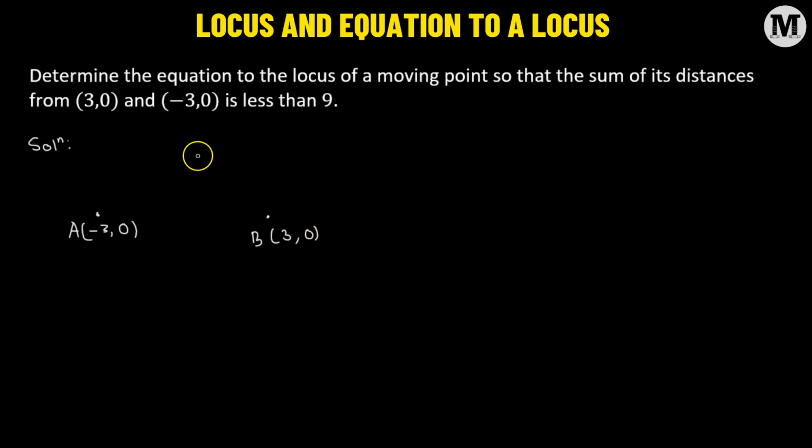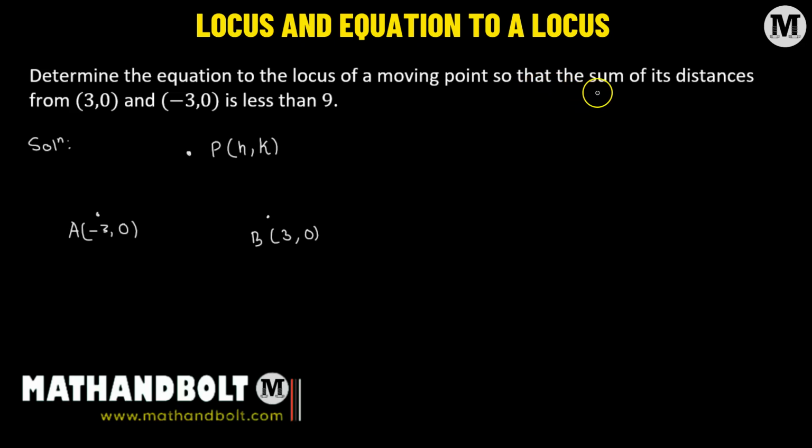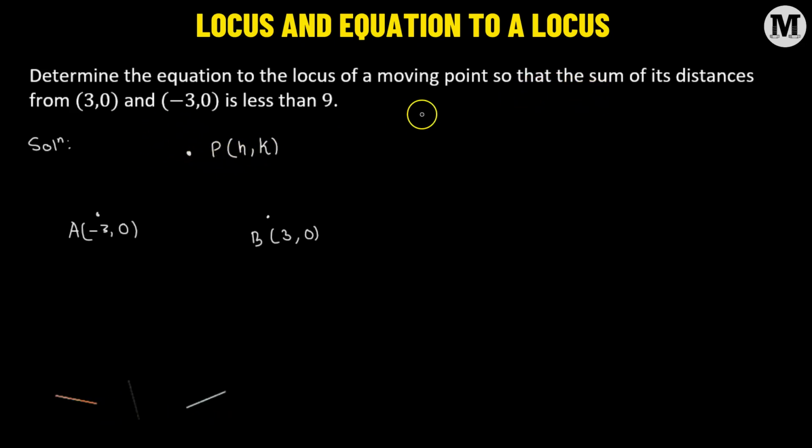Now we will be considering a third point P. Now P is a moving point. We will suppose that at a particular instant of time, its coordinate is h, k. We are not concerned about how it is moving or what makes it move. The only thing that we are concerned with here is that the point is moving such that the sum of its distances from point A and point B is always less than 9. That's the only criterion that needs to be followed here.